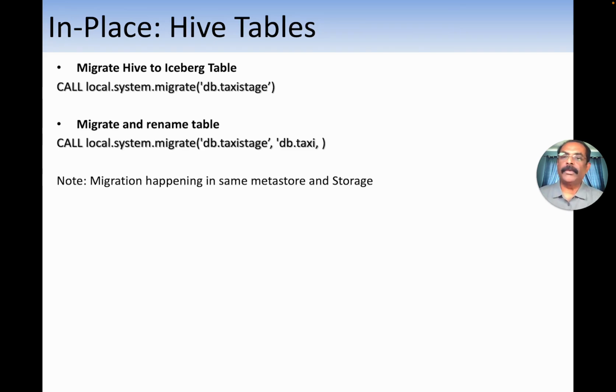For that, you're going to use a migrate procedure. And then if you just migrate, that means your Hive table is converted into an Iceberg table. While you're migrating, you can also do rename table, right? And the important thing is the migration happens in the same metastore and same storage, of course. This is meant for the same metastore and storage. If you want to do a different metastore or different storage, this model doesn't work. We have to use a files approach.